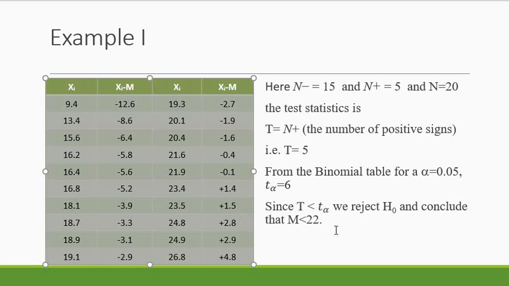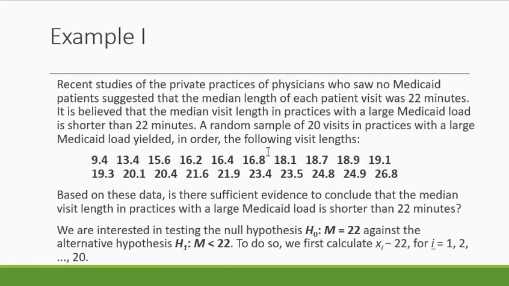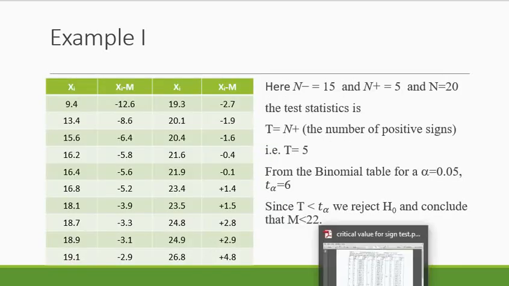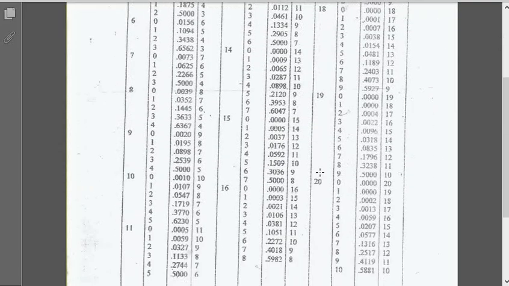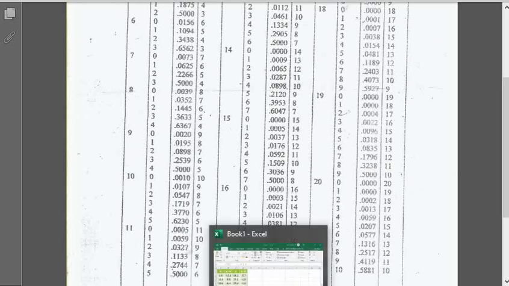Now we look into the table. Again, the alternative hypothesis is m less than 22. So we have to obtain a T alpha value corresponding to n equal to 20. When you go right here, you can see that this is n equal to 20, and we have to obtain the value corresponding to alpha 0.05. That is the left side value. So here it is 0.05, then n equal to 20, and you obtain 6 as your critical value, that is T alpha.